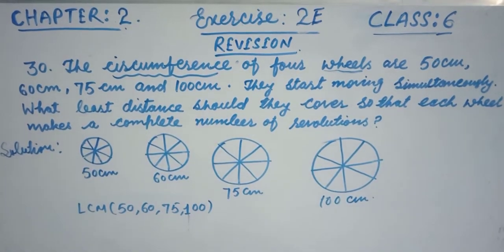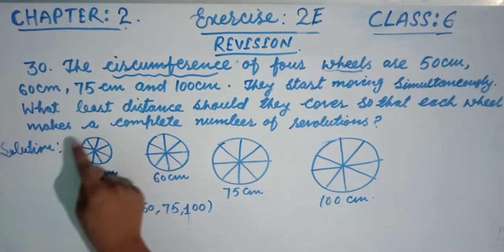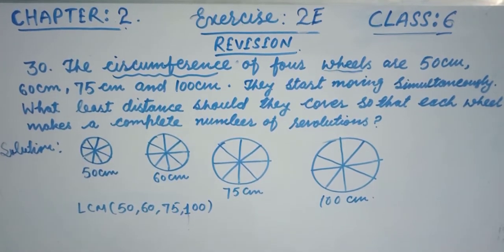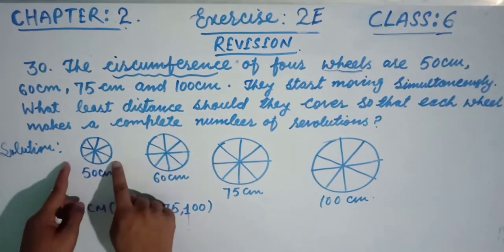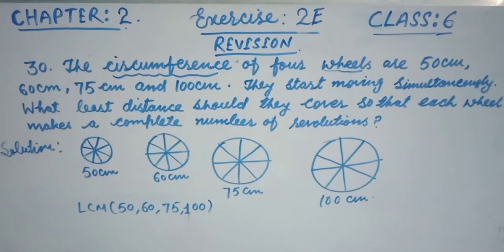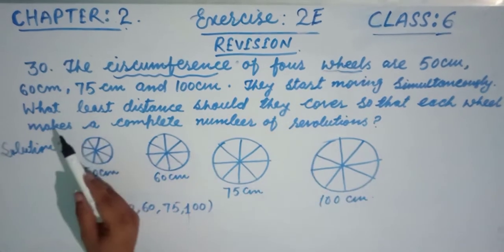Now see, friends, the first term to understand is circumference. Circumference is the total length of the boundary of this wheel. Now the second, revolution means one complete round. If this wheel starts moving one complete round, then it's called one revolution. When it makes one full round, this is one revolution. Two complete circles means two revolutions. So in one revolution, we have to find when they start moving simultaneously.